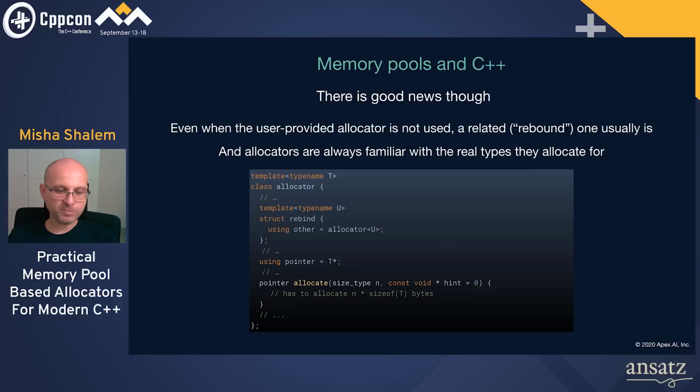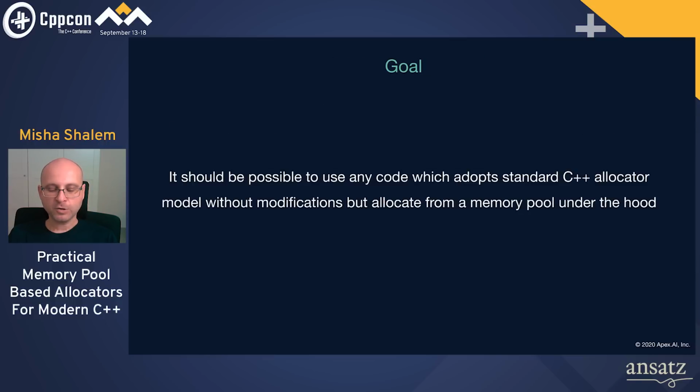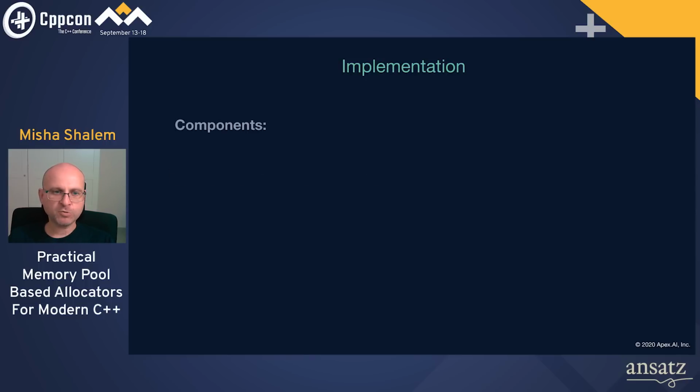So there is still a place where we should know this size, even though it's hidden under this rebind thing and so on. So what we would like to do is to be able to use any code which adopts the standard C++ allocator model without modifications, but allocate from a memory pool under the hood instead of going to the heap or whatever. So in order to implement that, we are going to do 3 things.